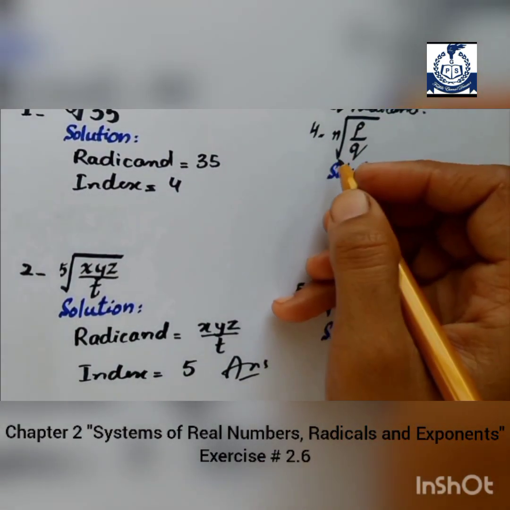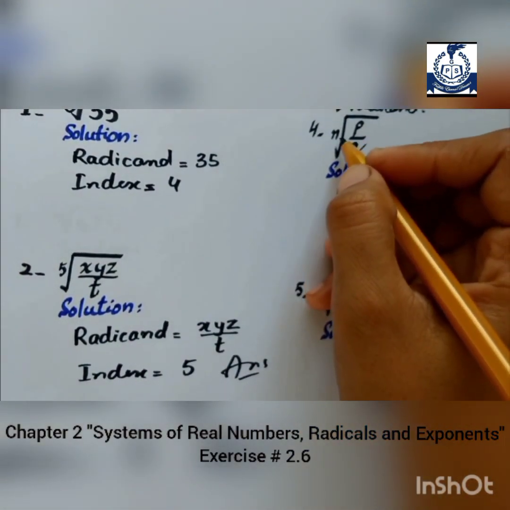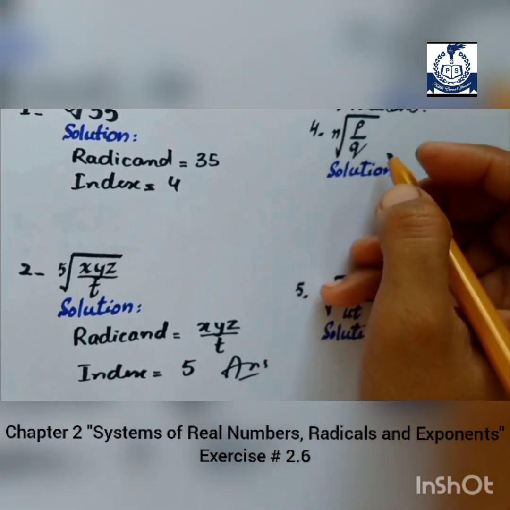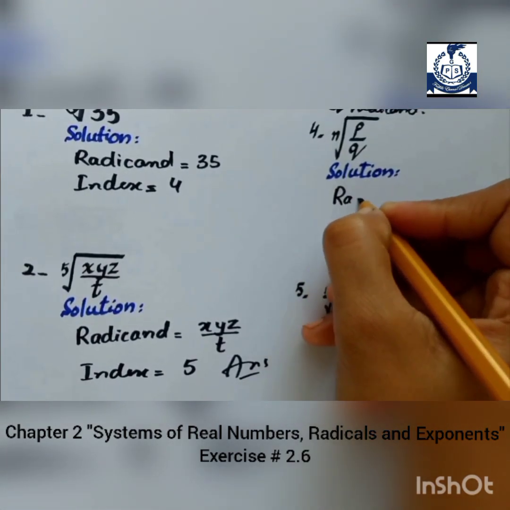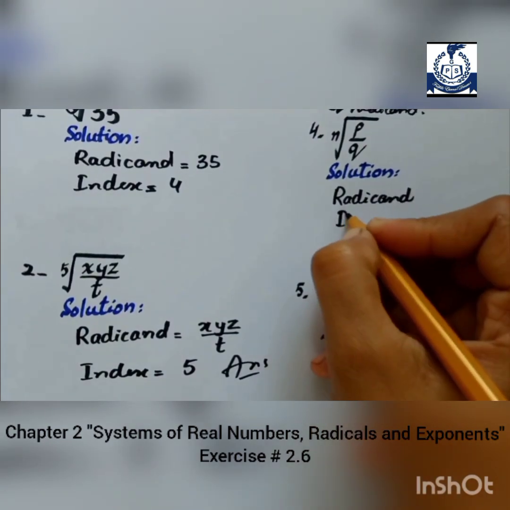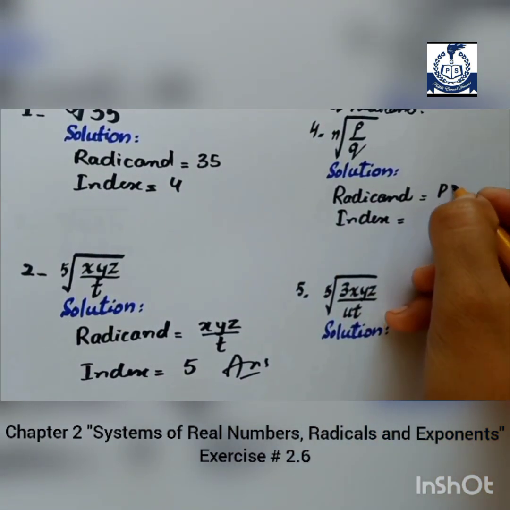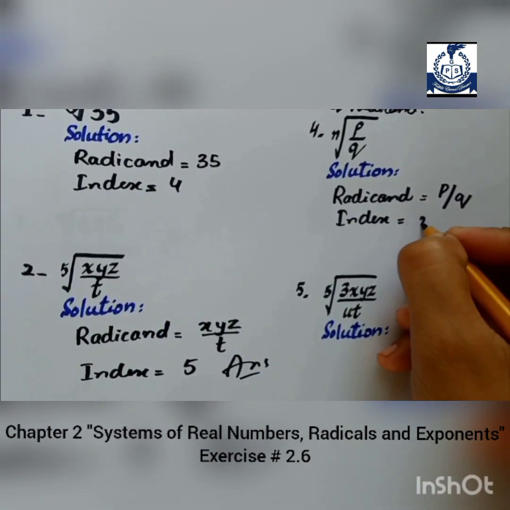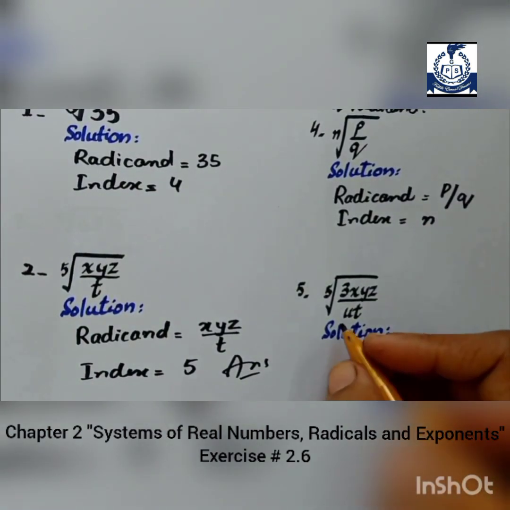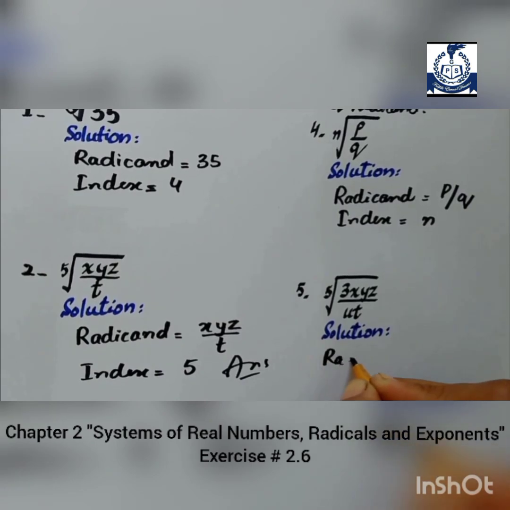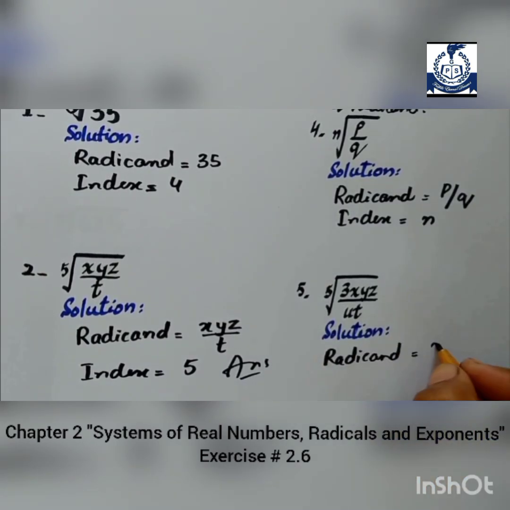Question number 4, nth root of p upon q. So n is the index and p upon q is the radicand. Radicand is equal to p upon q. Index is equal to n. Question number 5, fifth root of 3xyz upon ut. The radicand is 3xyz upon ut. Index is equal to 5.